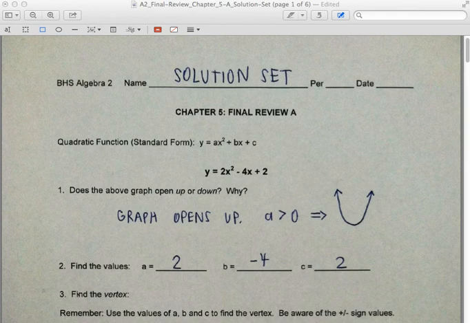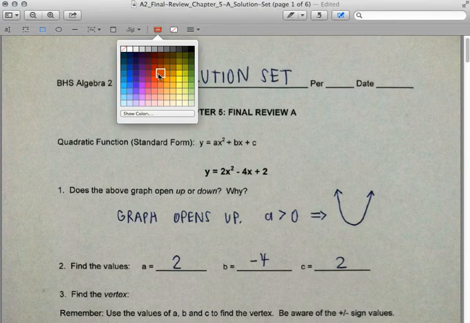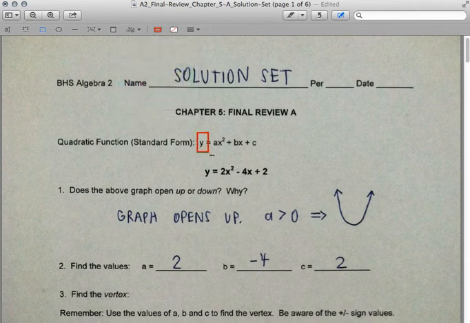Let's take a look at the final review problem set for Chapter 5. It deals with quadratic functions and factoring quadratic expressions. We first have here the quadratic function in standard form. Y equals ax squared plus bx plus c. That is our standard form quadratic expression or quadratic function.